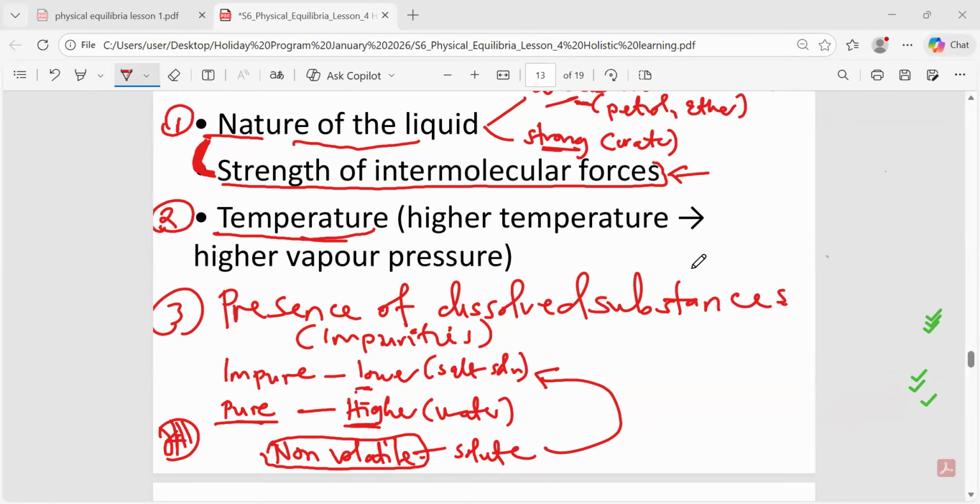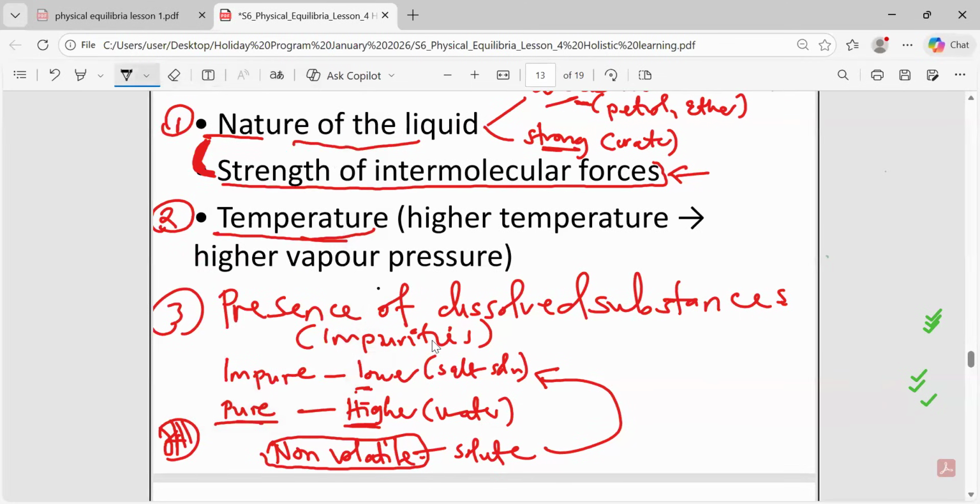Teacher, mine is not a question, but I wanted to explain about a pure liquid and impure liquid. From my point of view, when you dissolve a non-volatile solute in water, the solute occupies the surface, preventing the water molecules from vaporizing. So that lowers the vapor pressure. Good. Yeah, that is a good submission.